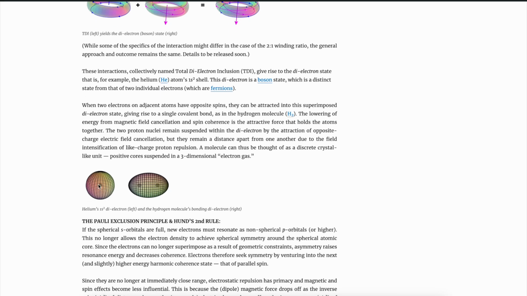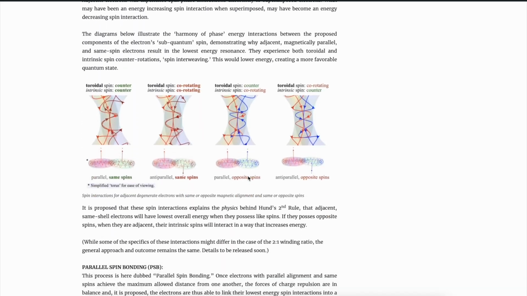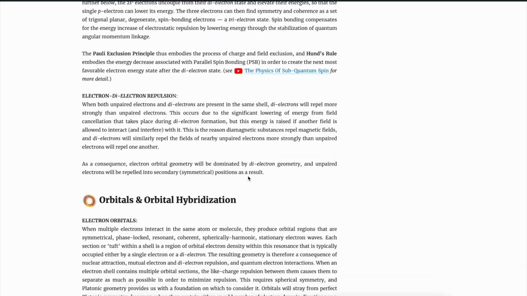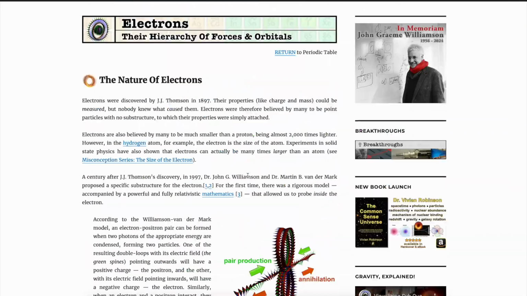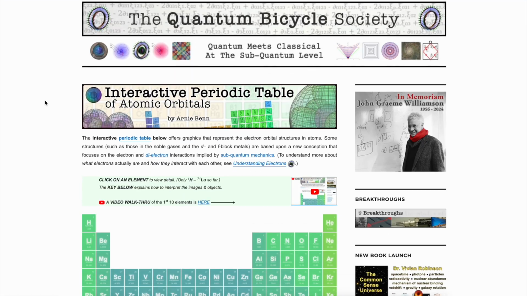And this is what it would look like in helium. That's what it would look like in the hydrogen molecule. There's more information here, but I will leave you to investigate that at your interest. But for now, let's return to the periodic table and look at the first 10 elements of the periodic table.